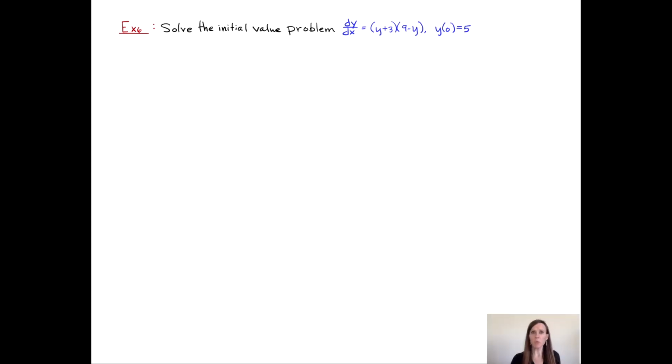In this example, we want to solve the initial value problem dy/dx equals (y + 3)(9 - y), and we're given the initial condition that y(0) is 5. So anytime you run across a differential equation, take a step back first and determine if it's a separable differential equation or linear. In this case, we have a separable differential equation, so we'll begin by separating our variables.